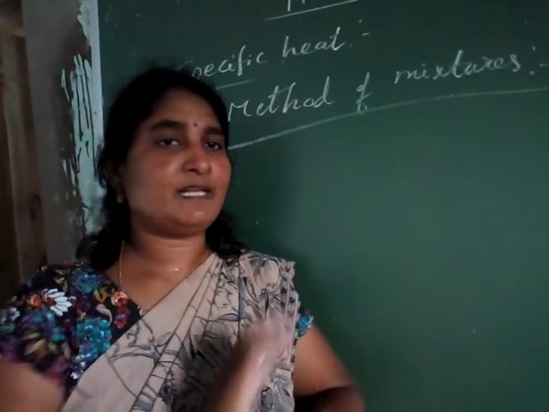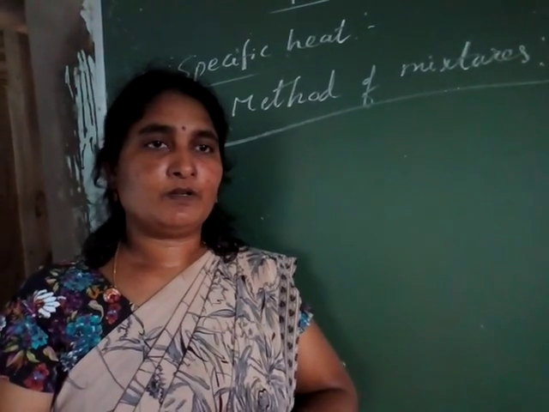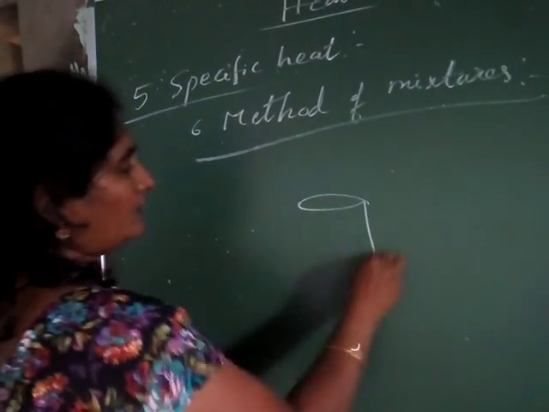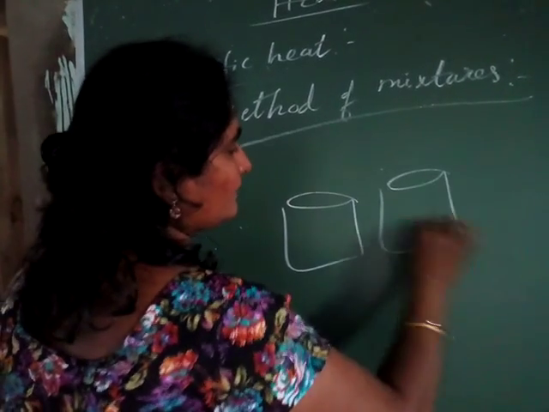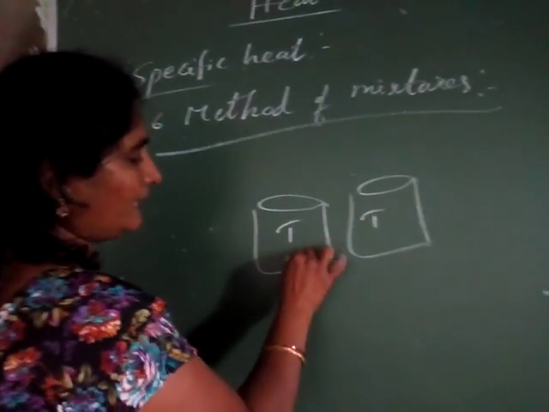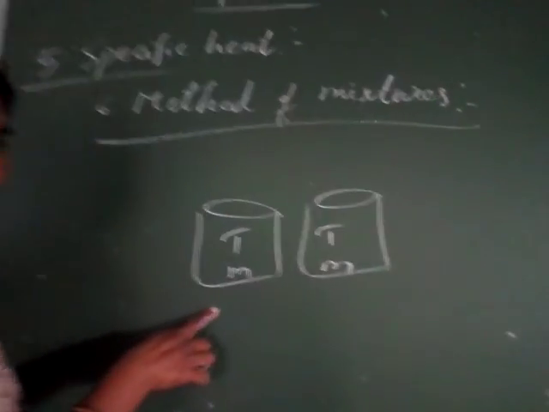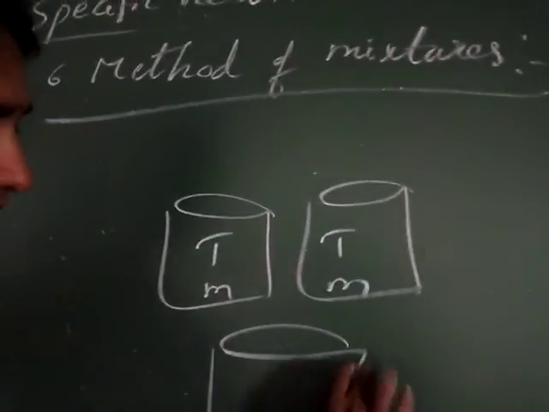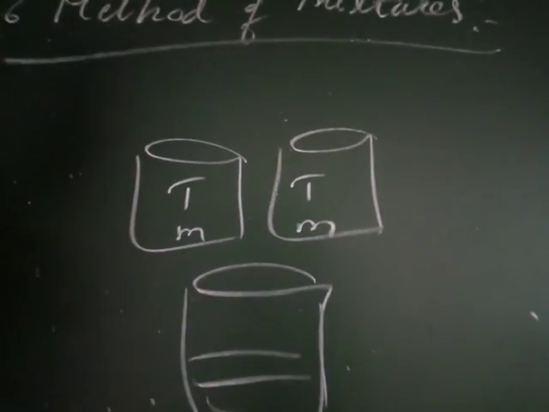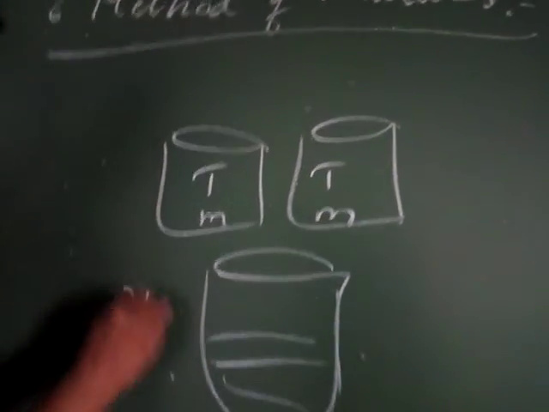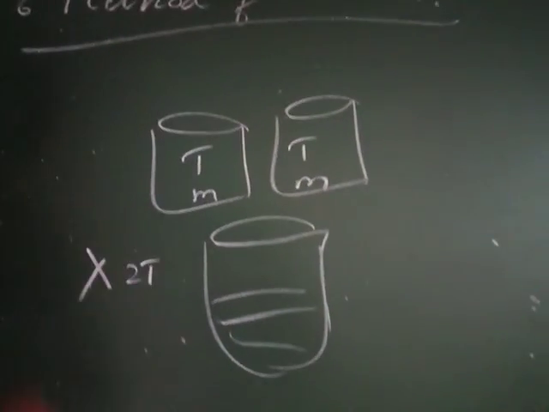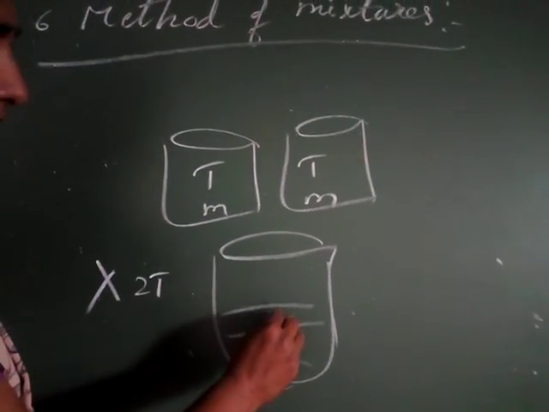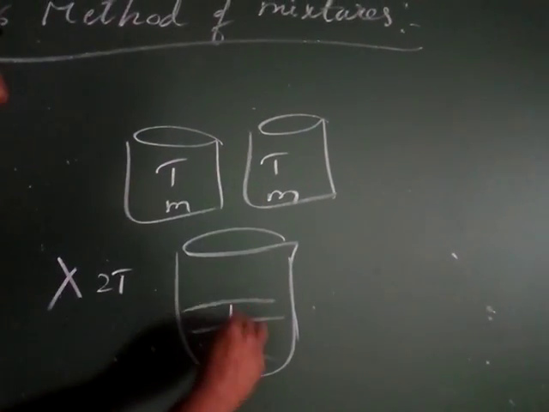Then what do you think the temperature of the mixture will be? Okay, suppose I am giving here, you see two containers. Here the temperature is T, this is also T, and the mass is also the same. Then what do you think the mixture temperature is? So many children are telling 2T. No, it is not. Again the thermometer reading shows T only.